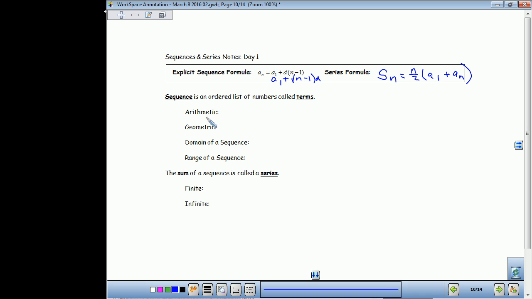Okay, how do we know we have an arithmetic sequence? An arithmetic sequence is when we have a common difference. If you're looking at a sequence of numbers, what you'll notice is that we're adding the same number, or subtracting, you can think of it either way, the same amount every time to go from term to term.